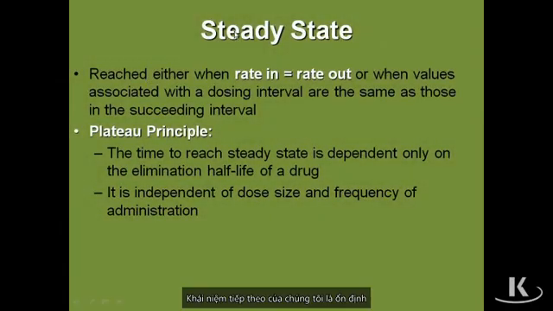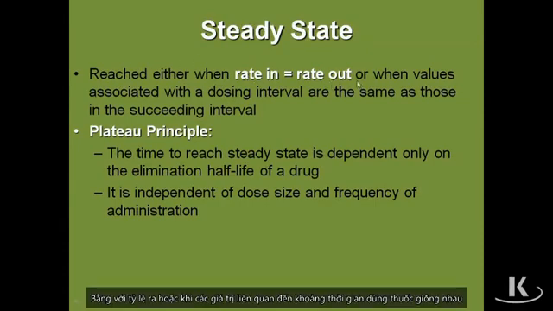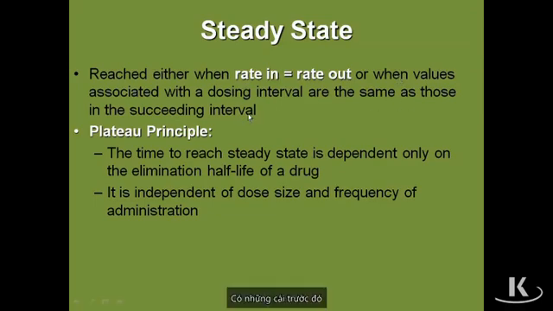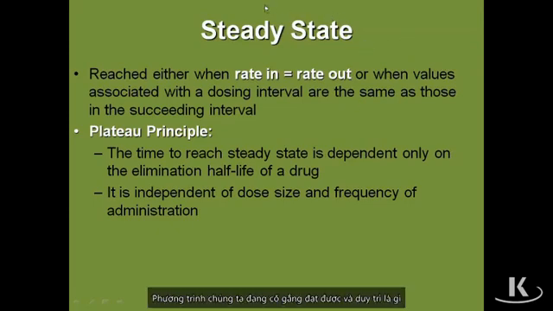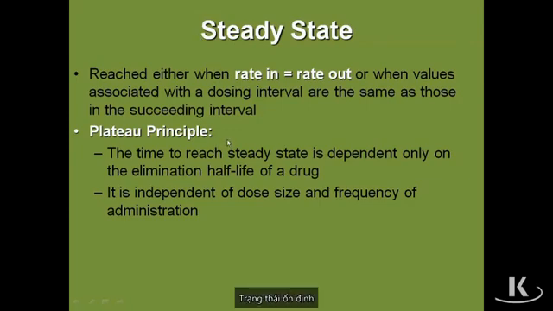Our next concept is steady state. Now, steady state is reached when the rate in is equal to the rate out, or when the values associated with a dosing interval are the same as those in the previous interval. And of course, achieving a steady state in the plasma is really a goal that we use in our maintenance dose equations. We're trying to achieve and to maintain a steady state.